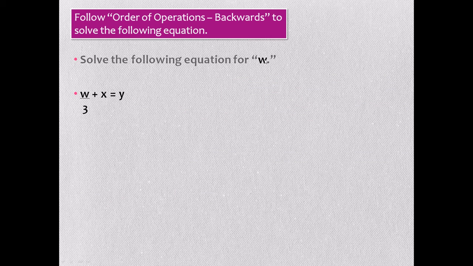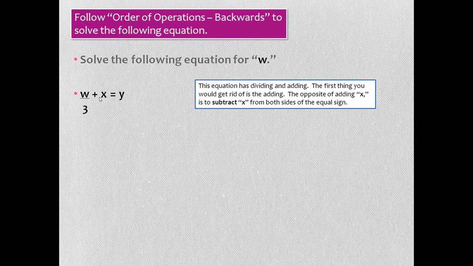All right, we're going to solve for w again, and let's see where w is at. W, and what does that bar mean? Divide. W divided by 3, and then I'm going to add x equals y, but I'm going to do order of operations backwards. So am I going to get rid of dividing first or adding first? All right. So since we're going backwards, I have to get rid of adding first.